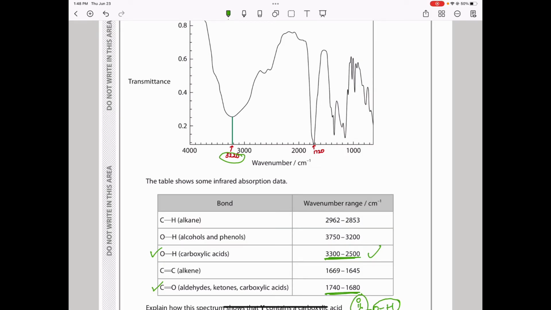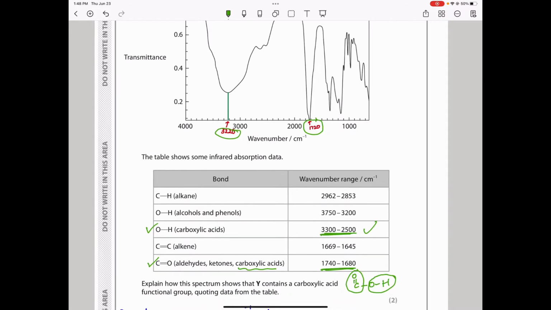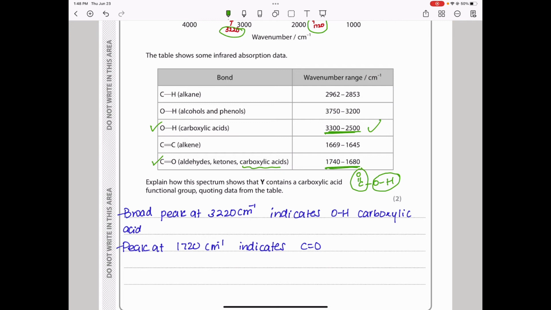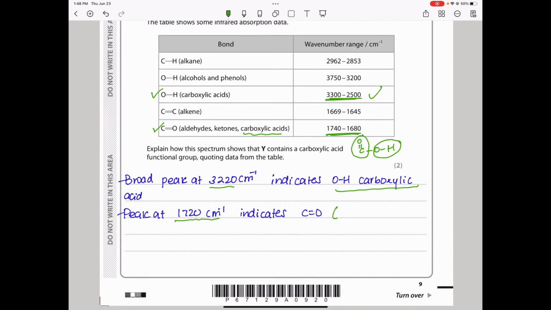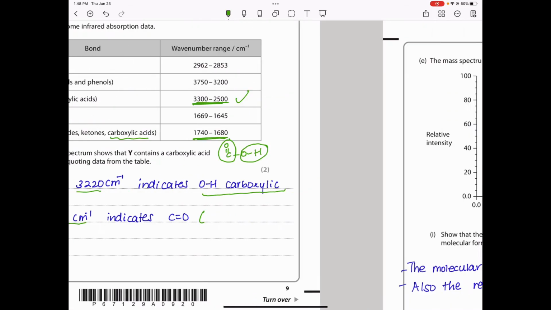And there is a peak here, this peak here, confirming a carbon-oxygen double bond for, it could be aldehyde, ketone, or carboxylic acid, but in this case we can confirm it's for carboxylic acid. So here I said there is a broad peak at 3200 per centimeter, indicating OH carboxylic acid. And then there is a peak at 1720 per centimeter, which indicates carbon-oxygen double bond. This could be carboxylic acid, aldehyde, or it could be ketone, but at least it's there. This confirms that that could be a carboxylic acid.